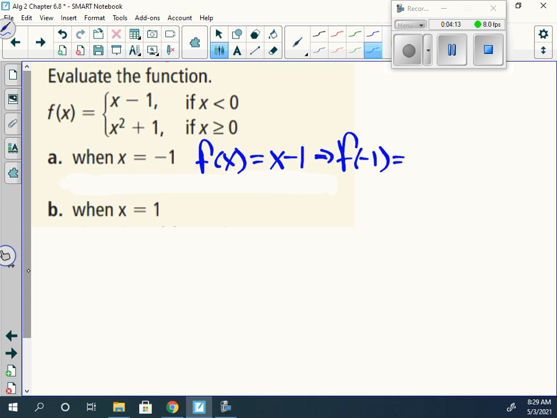Because, again, x equals negative 1, so we look to see which statement is true. So this one here would be x is less than 0, because negative 1 is less than 0. So that means we're using our x minus 1. So here we would have negative 1 minus 1, which is negative 2, because negative 1 minus 1 would give us negative 2. Any questions on this here?